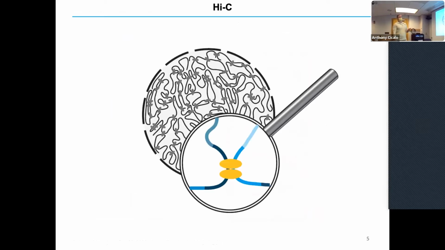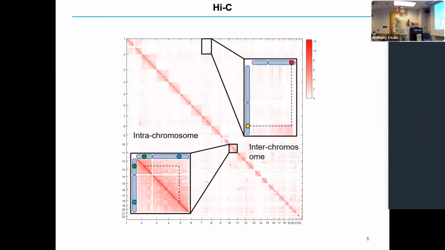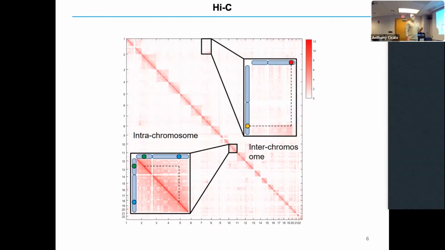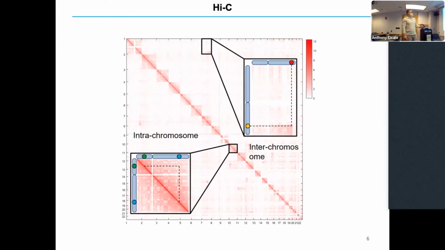Hi-C provides us with pairwise contact information via proximity ligation of chromatin that are close in space. This is what a typical Hi-C contact matrix looks like. It's very diagonally dominant, and contacts close to the diagonal are considered intrachromosomal interactions, which are contacts within the same chromosome. Contacts far away from the diagonal are interchromosomal interactions, which are contacts between two different chromosomes. This is a limitation of Hi-C: you don't really pick up much of these off-diagonal contacts.